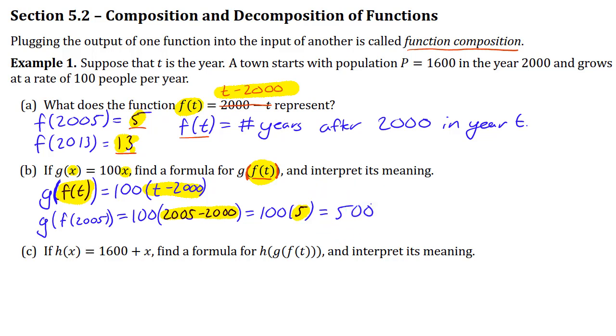So that is the amount of growth in the town after 5 years. Or in other words, in the year 2005, the growth in the town is going to be 500 people. So in general, g of f of t gives the growth in the population of the town in year t.